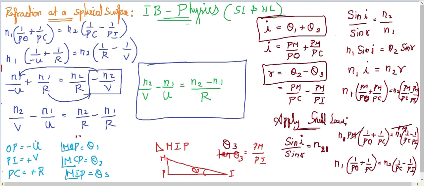So this is the relationship between u, v and R for refraction at a spherical surface. And with this final result, it will be easy for you to derive the lens formula for any kind of lens, whether it is a concave lens or a convex lens. So this relation plays a predominant role in bringing out the lens formula.